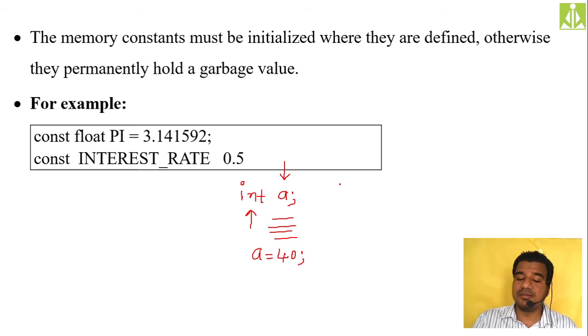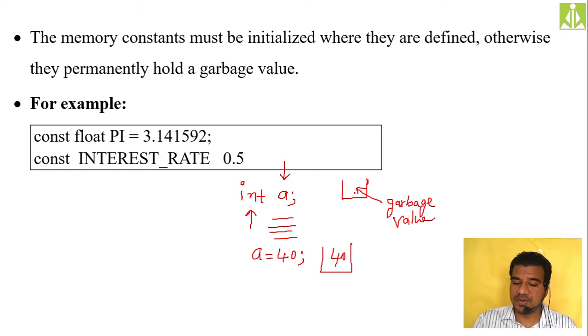As this a is a normal variable, when you have created this variable, it will hold the garbage value. Garbage value means meaningless value. And when you are assigning this value as 40, now the same memory location will hold 40. Hopefully you understood. Previously it was holding garbage value because it was uninitialized. Now it is holding meaningful value 40 in that memory location.